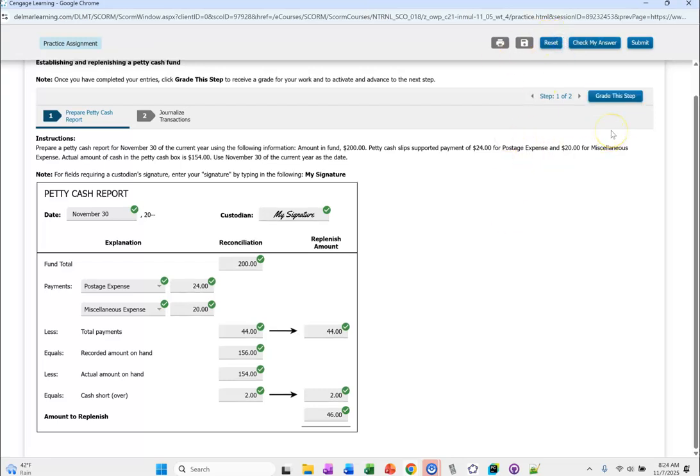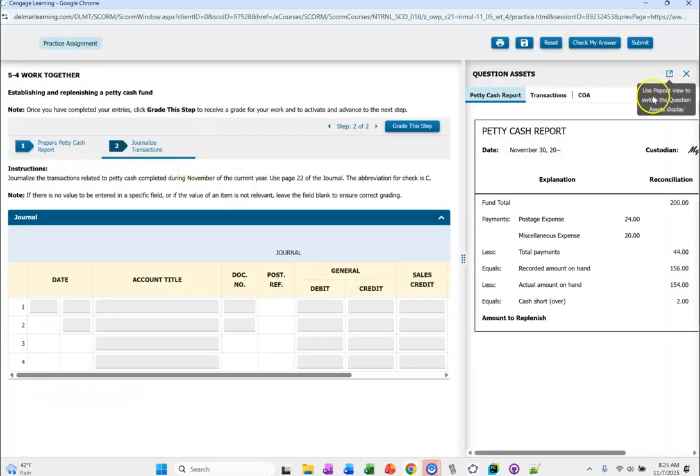Yes. Why do we need 46? Oh, because that's how much. That's right. That's how much was missing anyway. We only spent 44. $2 seems to have disappeared. It was probably Bill's gum addiction. Yeah. All right, grade that step. And then we can proceed to the next one.